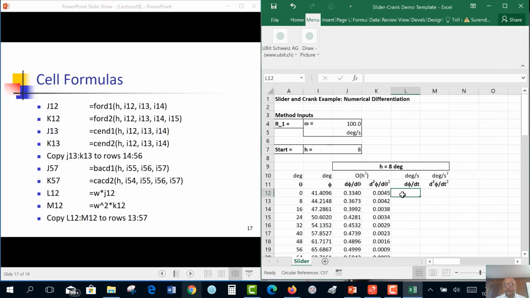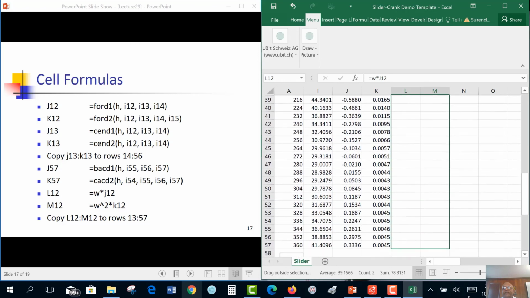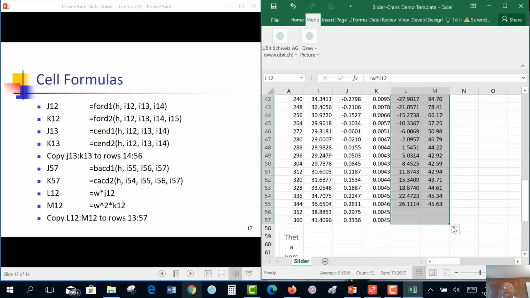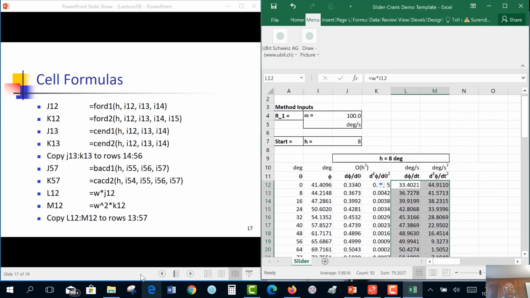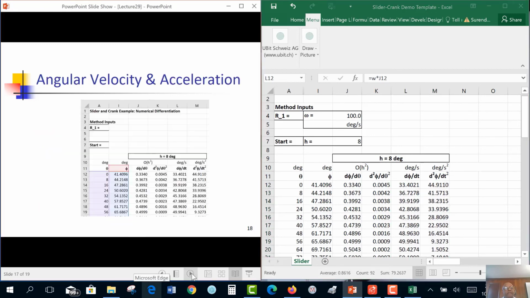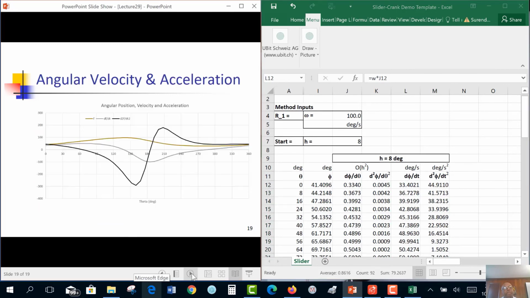So we are going to now multiply omega times first derivative, omega square times second derivative. And I'm going to copy these down. So now we have our angular velocity and angular acceleration, right? So we can plot it versus theta.